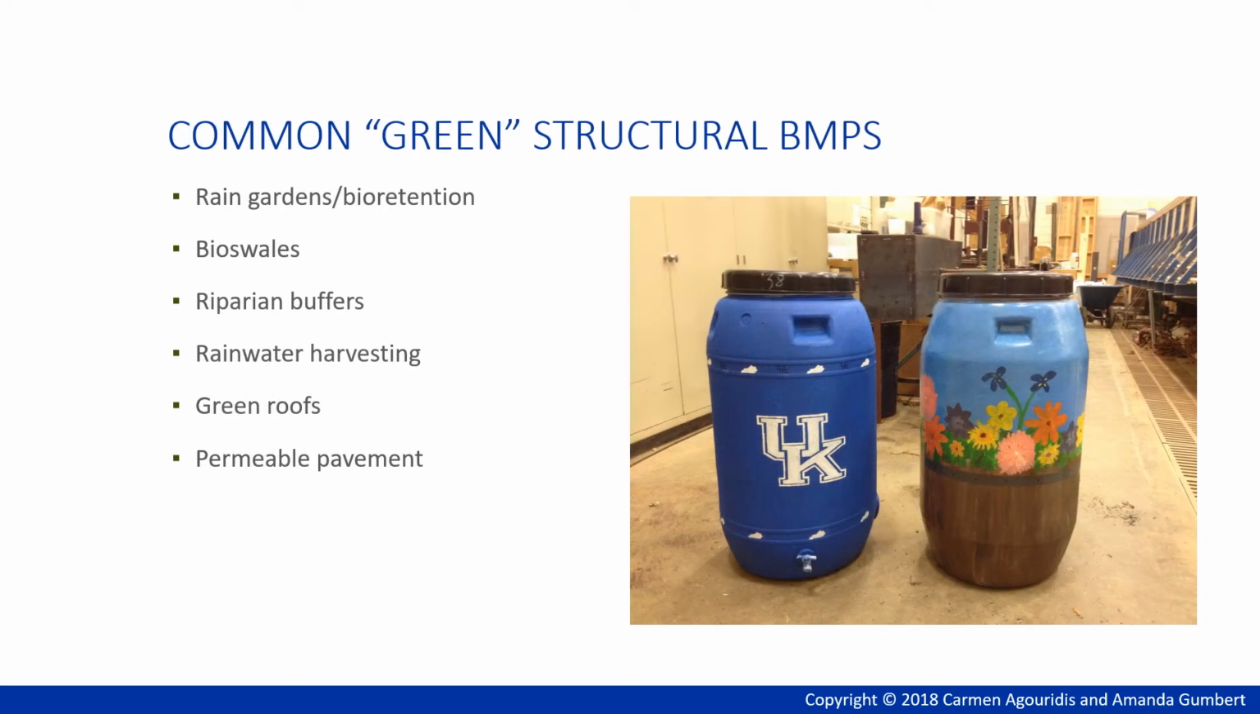Because no one green infrastructure BMP will work for all sites, it is important to consider a variety of options. Commonly implemented green infrastructure BMPs include rain gardens or bioretention, bioswales, riparian buffers, rainwater harvesting systems, green roofs, and permeable pavement.